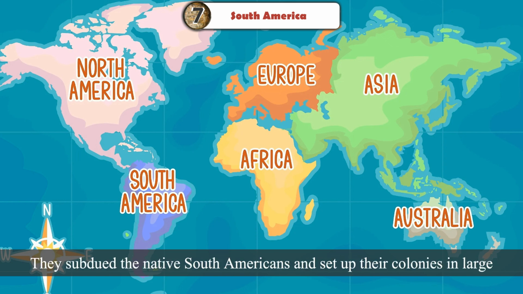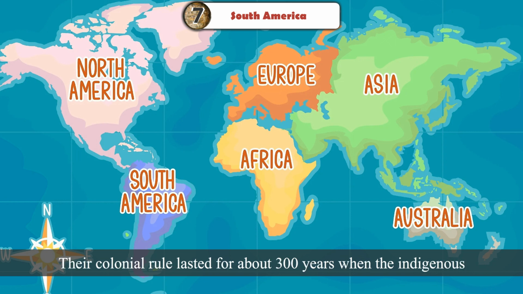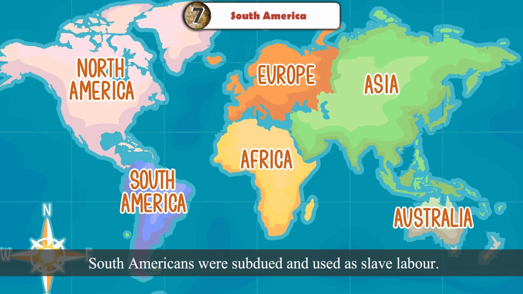They subdued the native South Americans and set up their colonies in large parts of the continent. Later on, the Dutch, British, and French also set up their colonies in the continent. Their colonial rule lasted for about 300 years when the indigenous South Americans were subdued and used as slave labor.